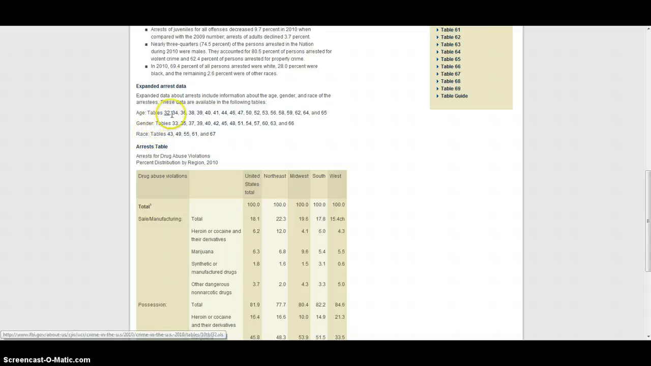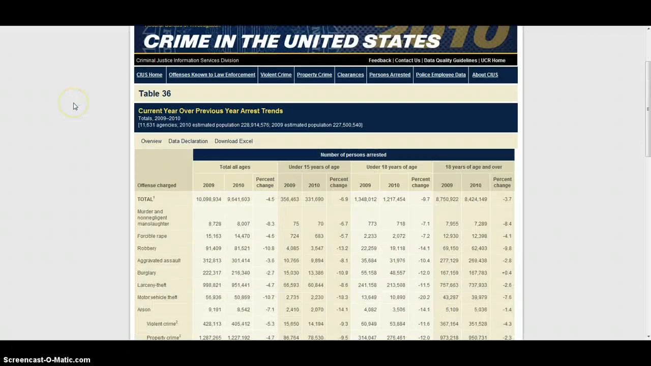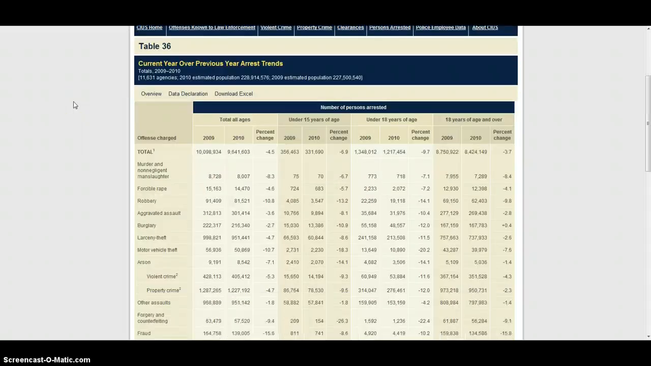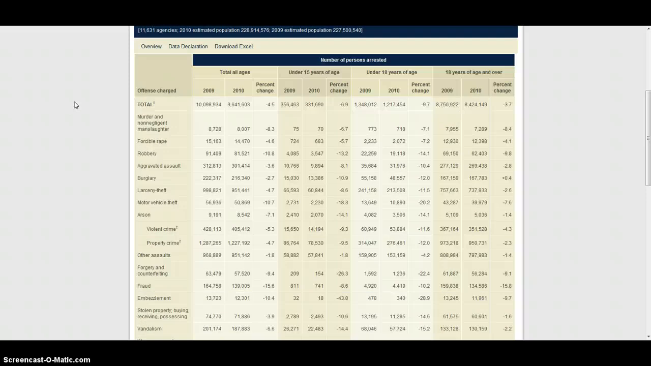For example, let's say that we were interested in looking at the age breakdown of the persons arrested in 2010. Here, we go to table 36, for instance, and we can see the percentages and the total number of people that were arrested by age. So for us, being in a juvenile justice class, we're particularly interested in those that were arrested that are under the age of 18. Because remember, on the federal level, juveniles are those individuals that are under the age of 18, or that are 17 and younger.